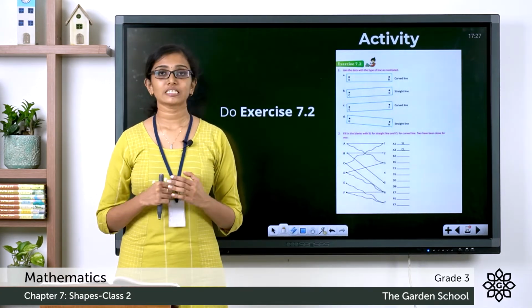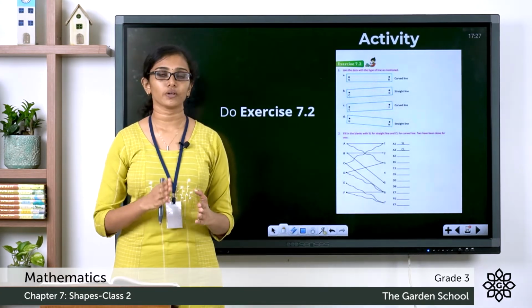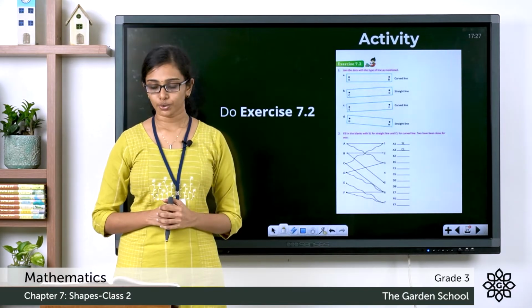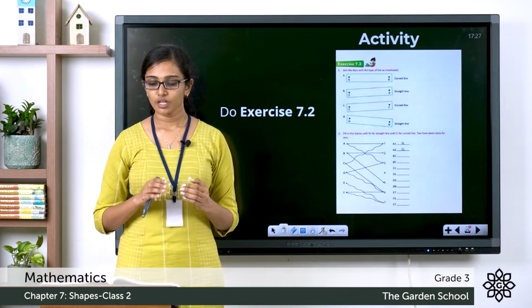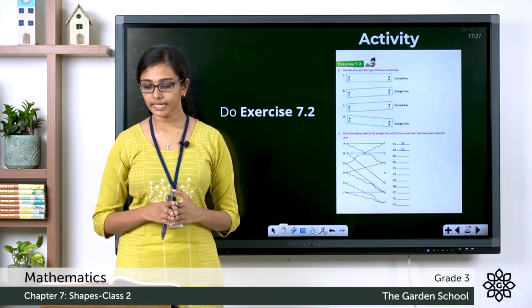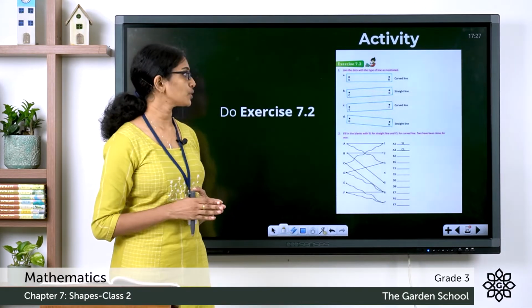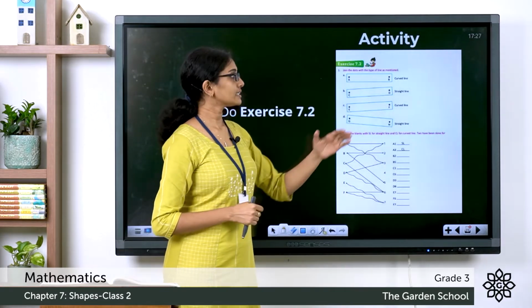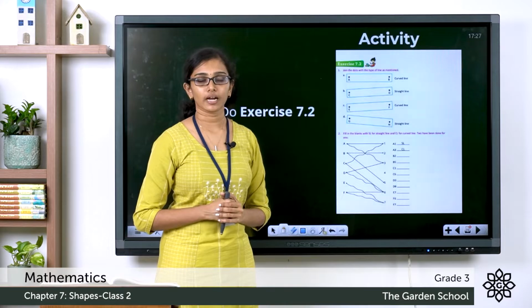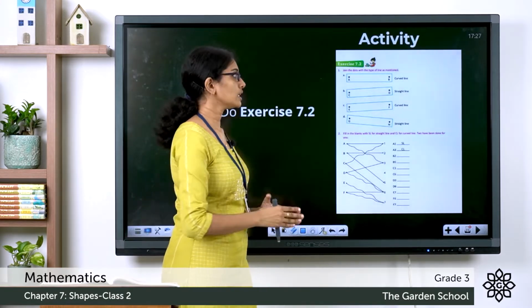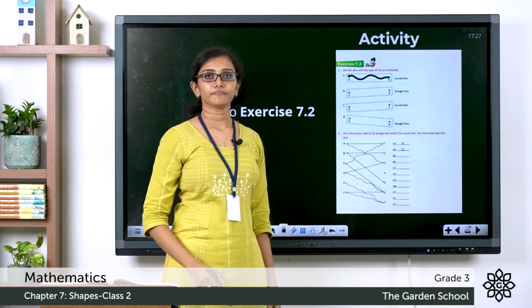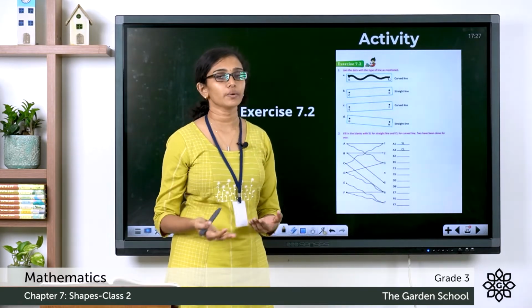All of you please turn to page number 99 of your textbook. You can see this exercise 7.2. The first question is, join the dots with the type of line as mentioned. So what you have to do, in the first question you can see 2 dots A and B, and there it is mentioned curved line. So using your pencil you have to draw a curved line between A and B. You can draw the curves in any way you like.